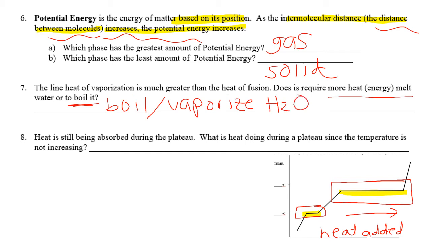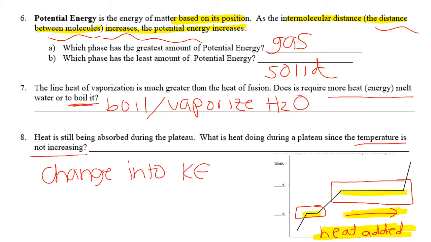Okay, number 8, heat is being absorbed during a plateau. We know that because that's what the x-axis is. Heat is being added. And so what is heat doing during a plateau since the temperature is not increasing? Well, in your notes yesterday, you had whenever heat is added to a substance, it can do one of two things. It can change into KE, or it can change into potential energy.